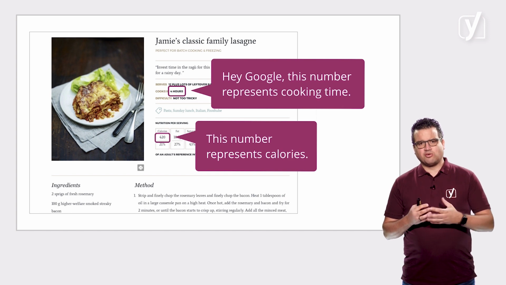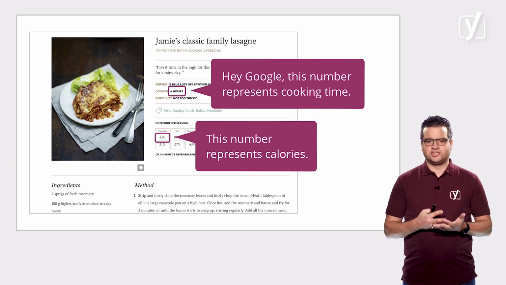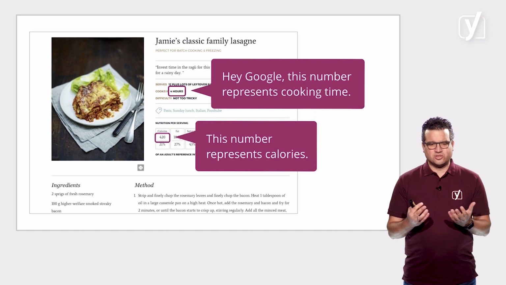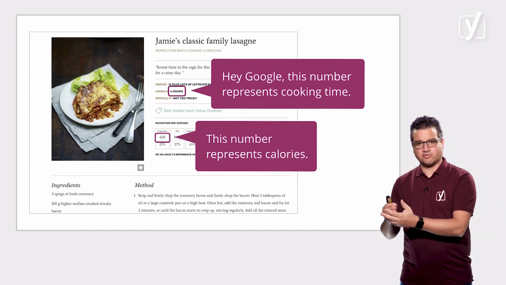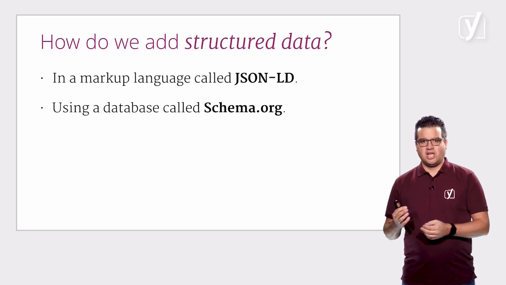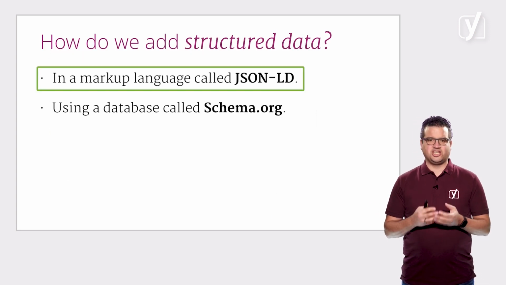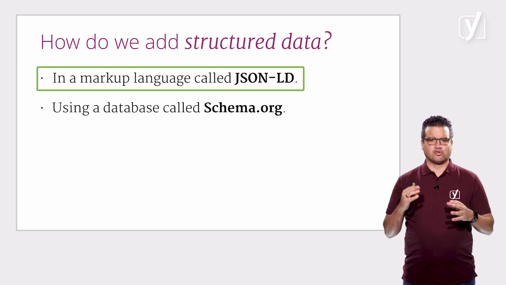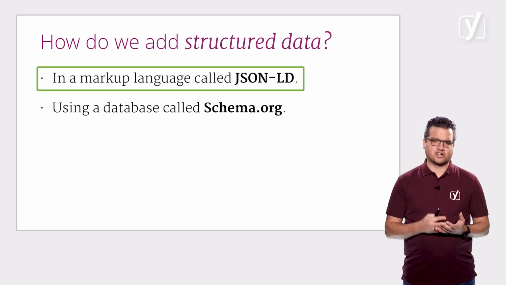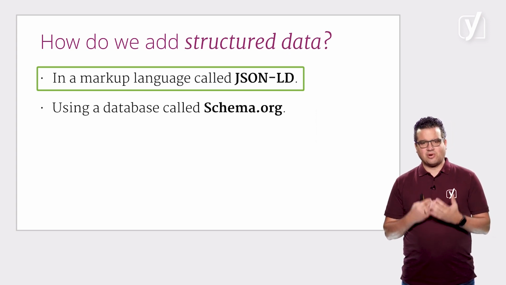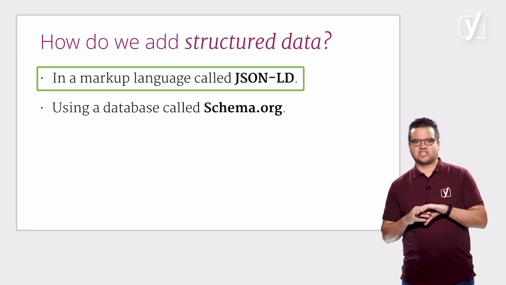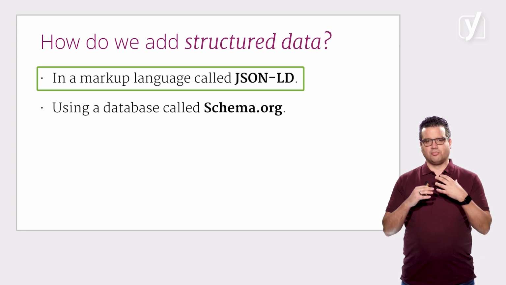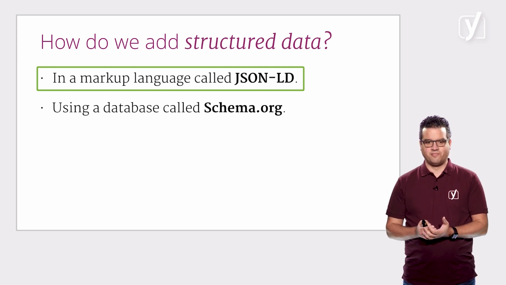With that structured data, we basically use a piece of code to tell Google, hey Google, this number represents cooking time, and this number here represents calories. And we do this in a markup language called json-ld. There have been several formats to do this kind of structured data. And json-ld is relatively new, but it's the easiest way to do this because it's completely separated from all the markup and design of your page.